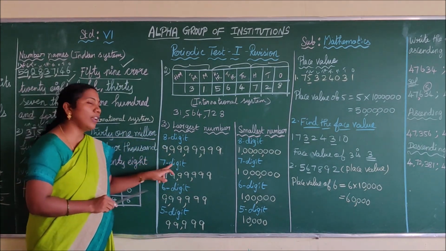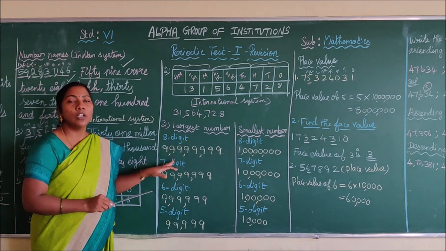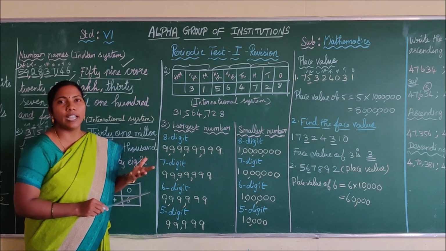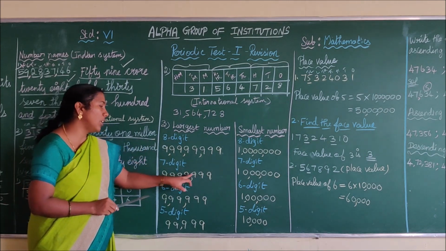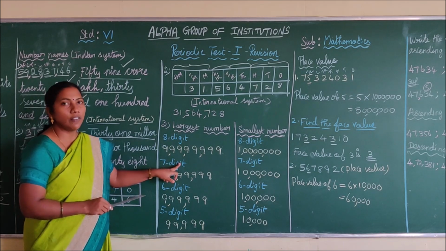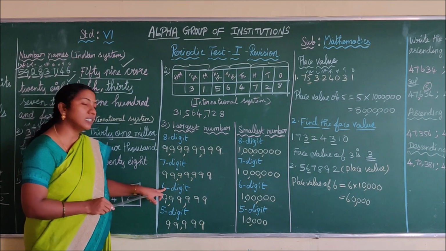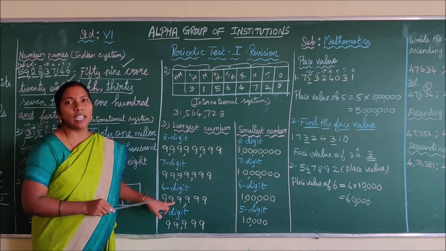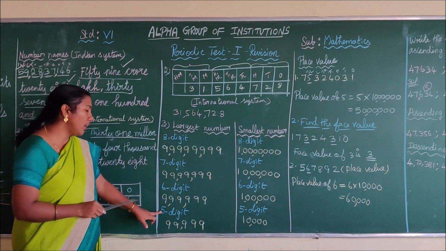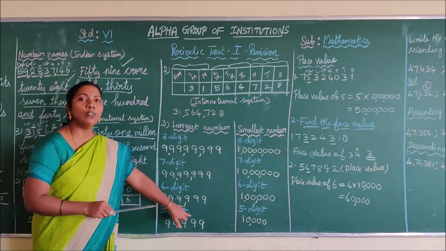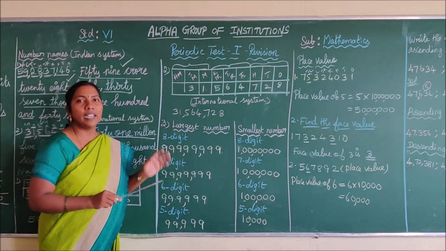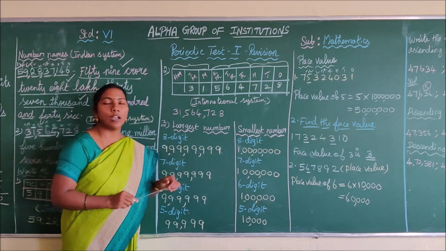Next, how can you write the 7-digit greatest number? So the greatest 7-digit number can be written by using 9 how many times? 7 times. 1, 2, 3, 4, 5, 6, 7. Like that you have to write the greatest 7-digit number. How can you write the greatest 6-digit number? By using 9 six times. 1, 2, 3, 4, 5, 6. How can you write the greatest 5-digit number? By using 9 five times. This is the way you have to find the greatest 8-digit, 7-digit, 6-digit numbers.